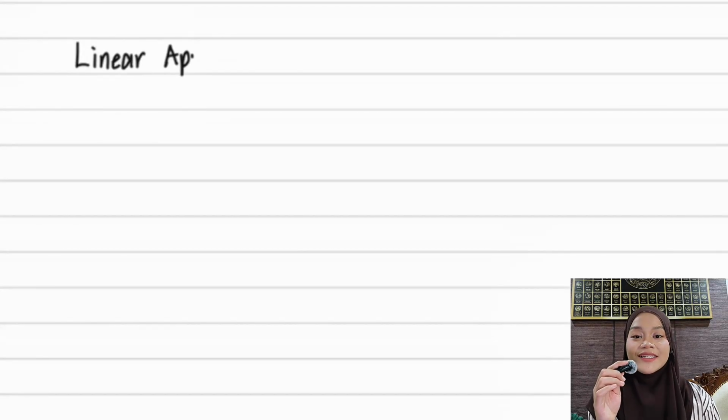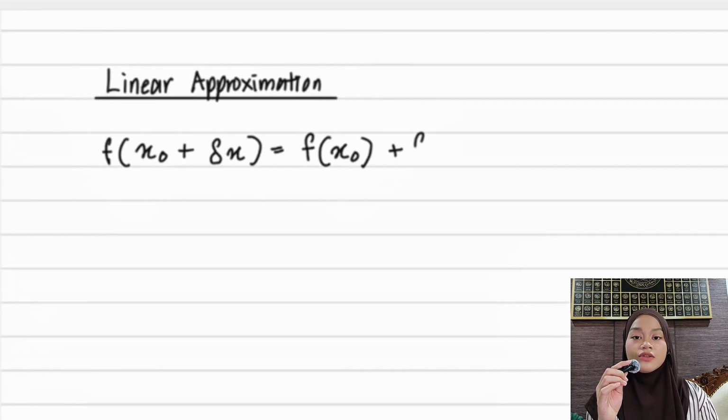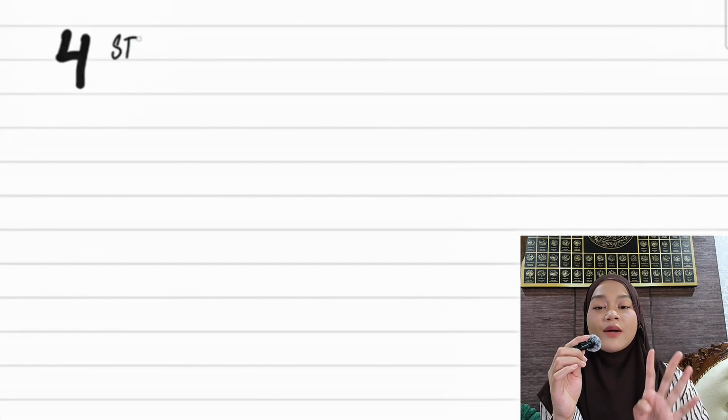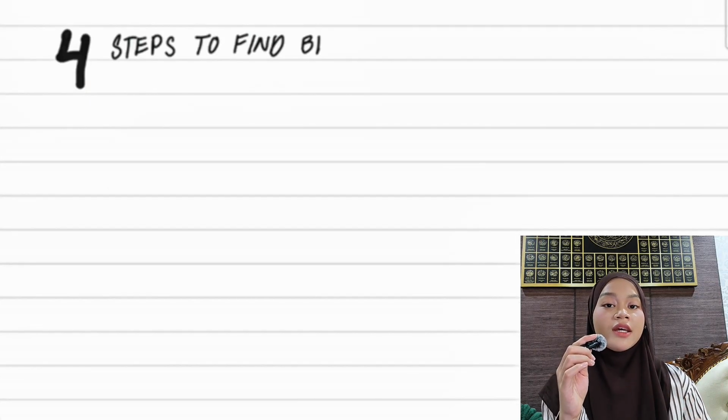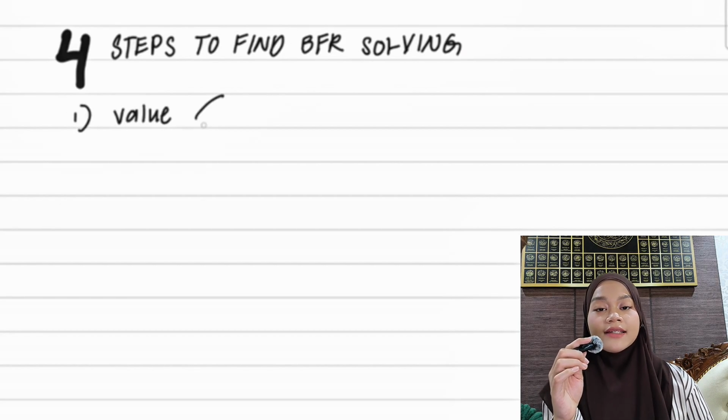First thing first, we have to list down the linear approximation formula, which is f(x naught plus delta x) equals to f(x naught) plus f prime(x naught) times delta x. After we write down the formula, there are 4 steps that we need to find before solving the question using the formula. So the first step is the value of x and x naught.